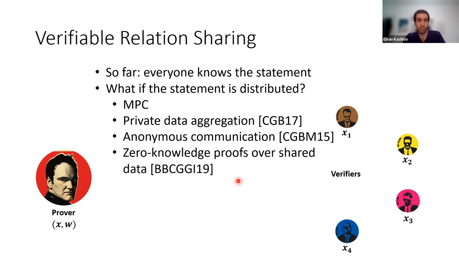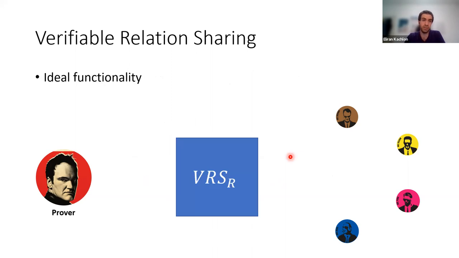Okay, so this is zero knowledge proofs over shared data, and verifiable relation sharing can be seen as a generalization of the scenario where we consider both the sharing of the statement text and also the proving that the statement text is true at the same time. Again, we formalize it by using an ideal functionality. And like I said, the prover wants to share the statement text. So those are the shares of the statement text. They have one share for each verifier. And he also wants to prove that the shared statement is true. So he inputs a secret witness.